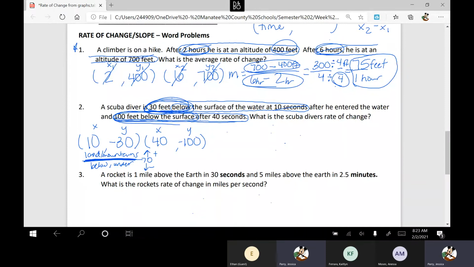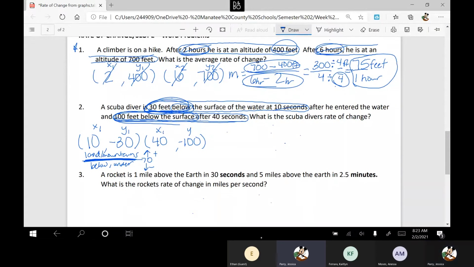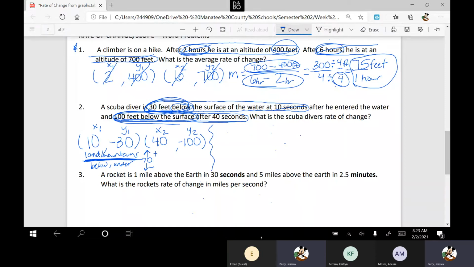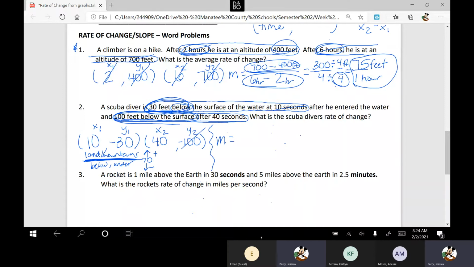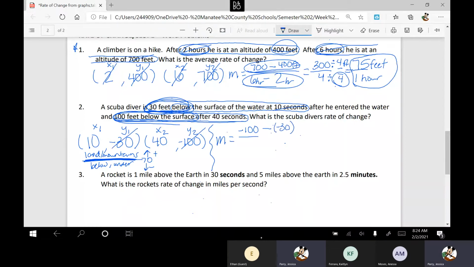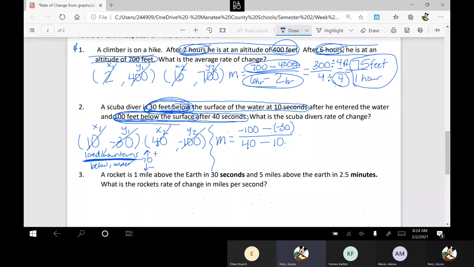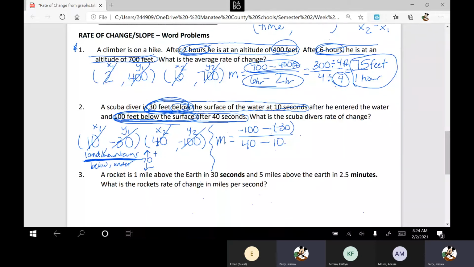Now let's go ahead and plug it into that formula, y2 minus y1 over x2 minus x1. So I'm going to go ahead and label these points. Now let's start plugging it in. Whoops, that is not an M. M equals, looking for y2, is negative 100, minus y1, is negative 30, all over x2, is 40, minus x1, is 10.